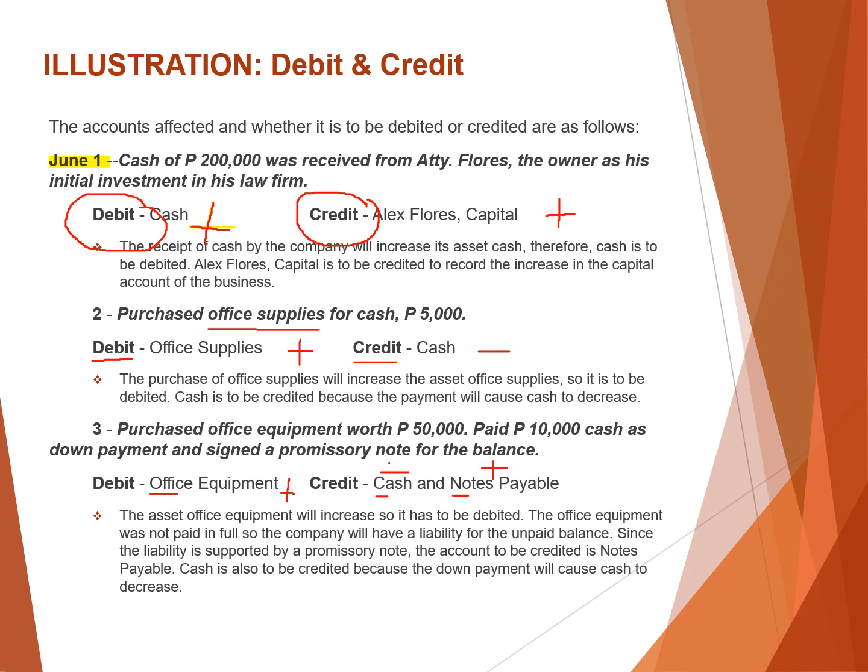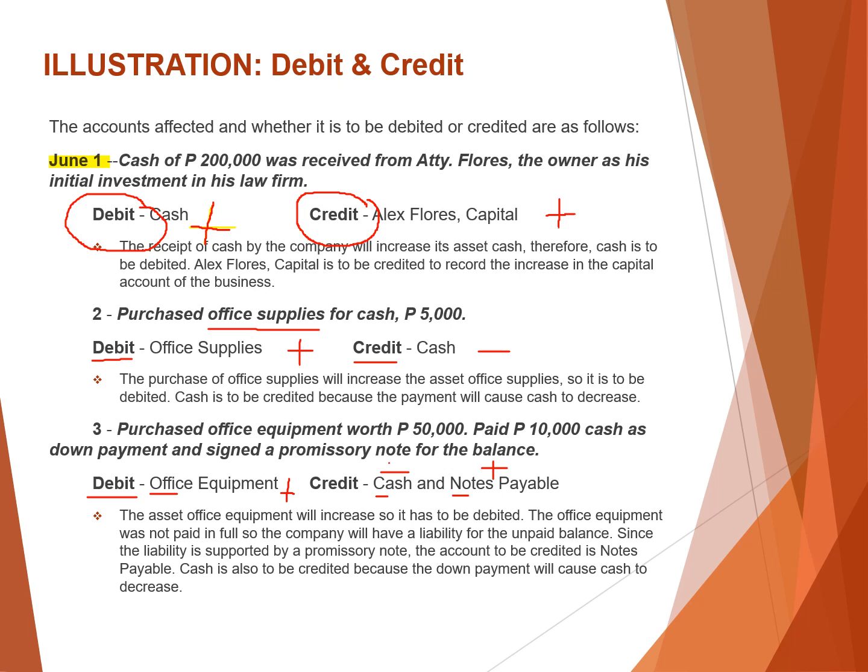Every time an asset is increased, it should be debit. That's why debit office equipment. Now, credit cash because it is decreased. And for notes payable, according to the rule, every time liabilities are increased, it should be credit. So that's why credit cash and credit notes payable.